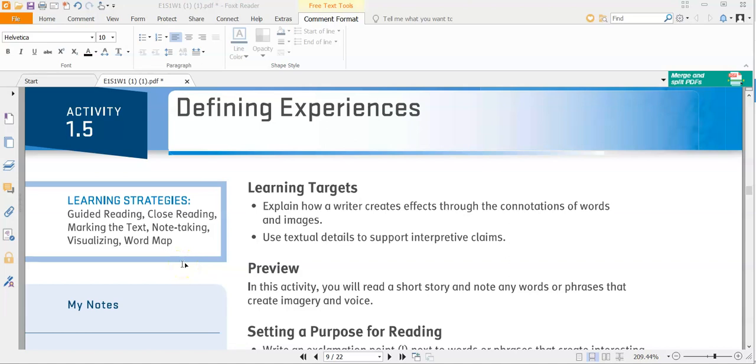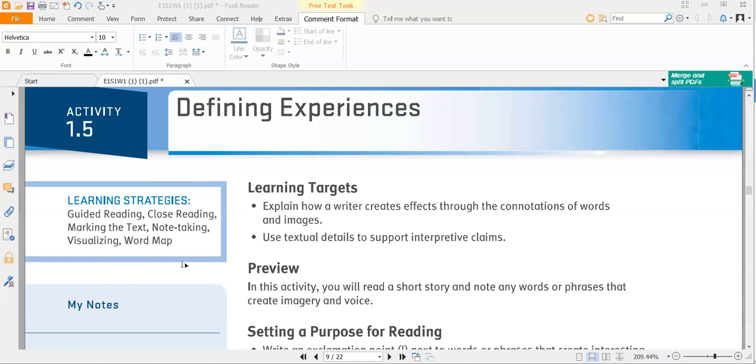Welcome back. Today we're going to go over English 1 Semester 1 Week 1 Activity 1.5 Defining Experiences. The learning targets for this activity are to explain how a writer creates effects through the connotations of words and images, and uses textual details to support interpretive claims.